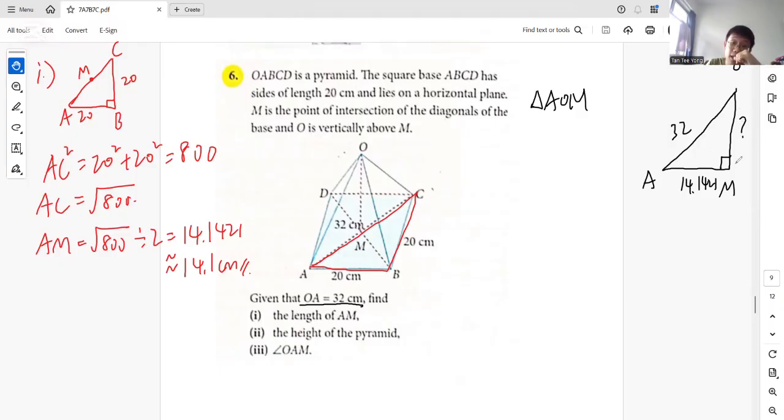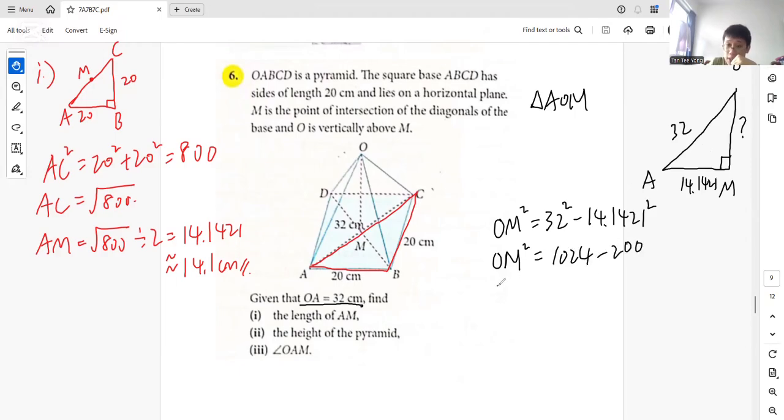So how do we find OM? So same thing, Pythagoras theorem, right? So we can say OM squared equals 32 squared minus 14.1421 squared, right? So OM squared equals 1024 minus 200, and then OM equals 28.7054, rounded off to 3 SF, 28.7 cm. So 3 SF. Okay, so let's move on to part 3.